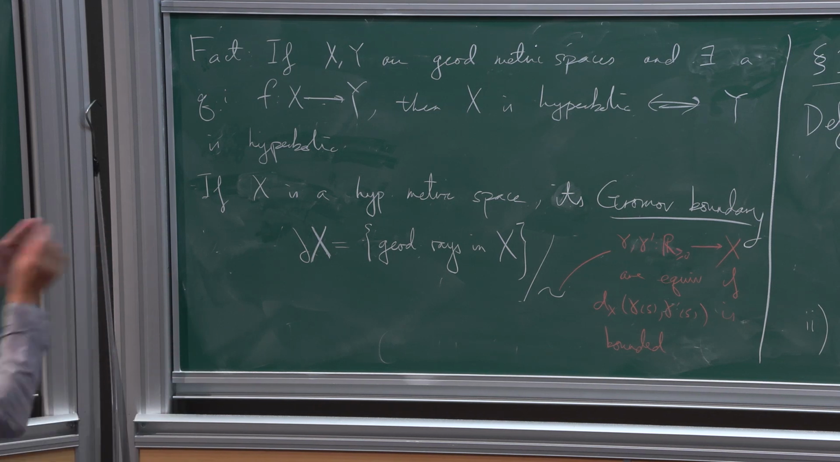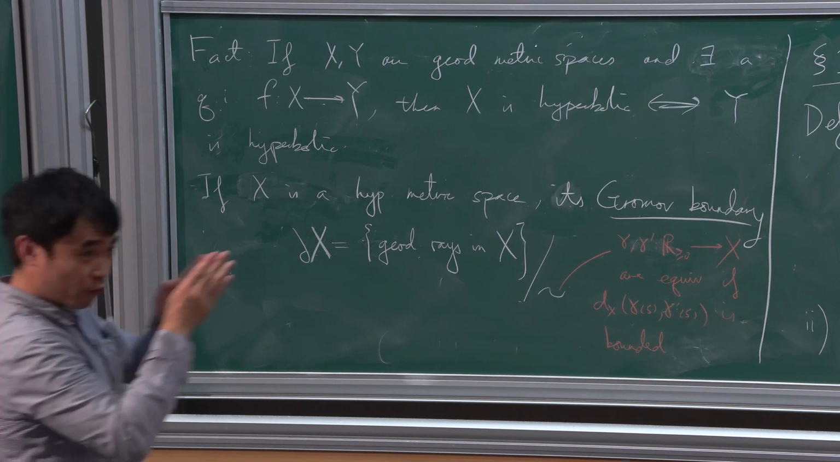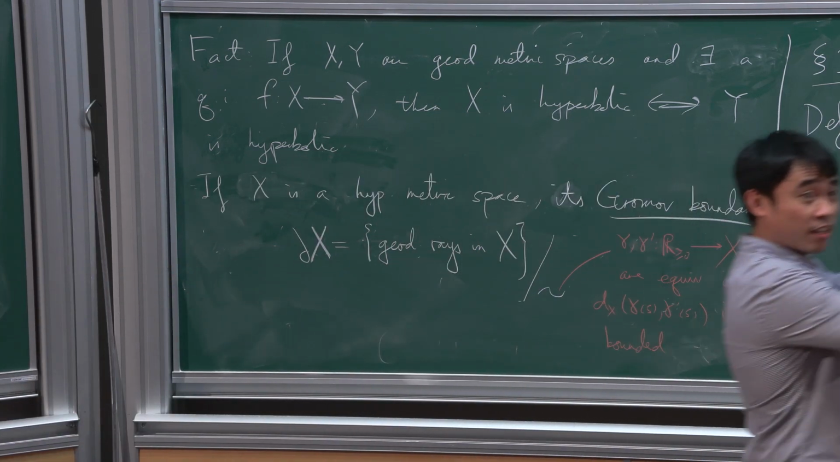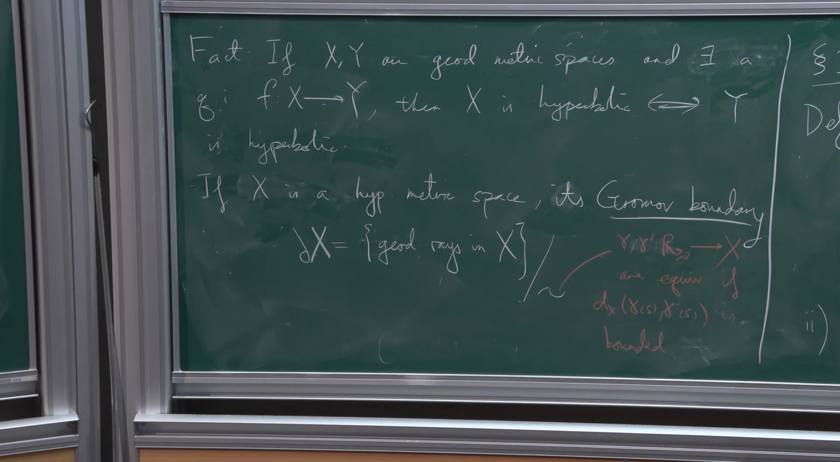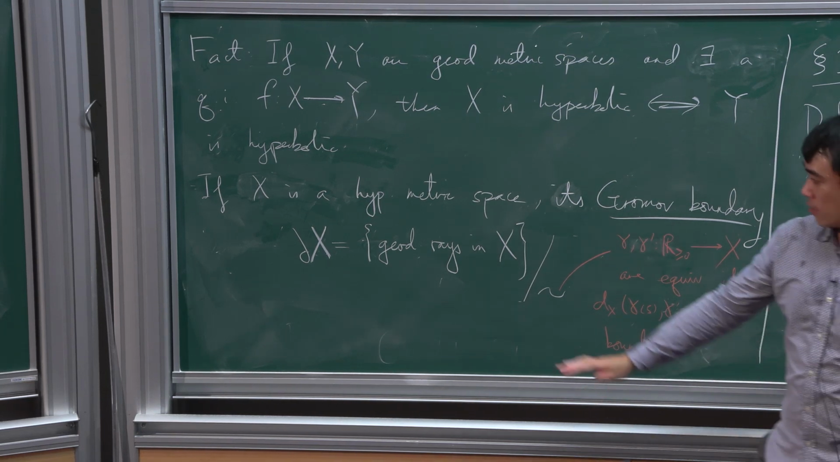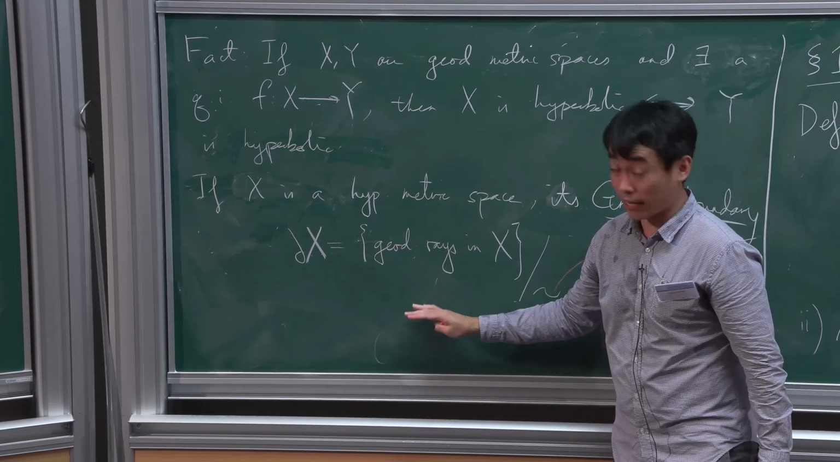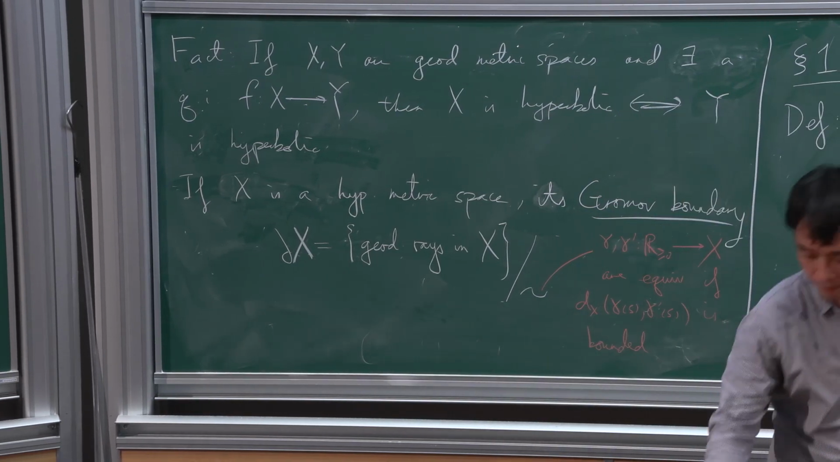So if two geodesics are going off to infinity, staying close to each other the whole time, then they correspond to a single point in this space. So this is the asymptotic classes of geodesic rays.